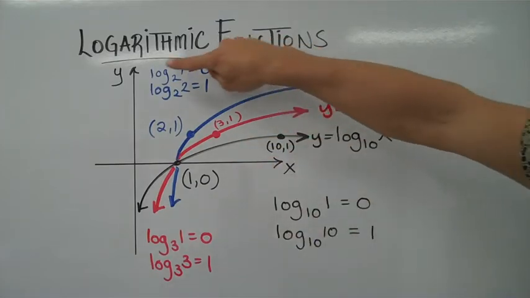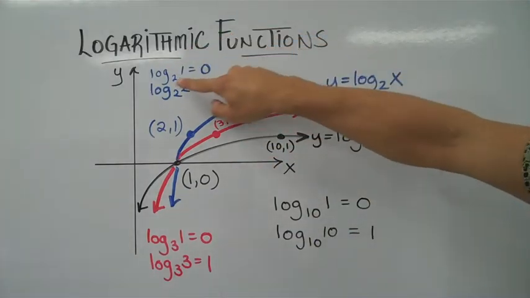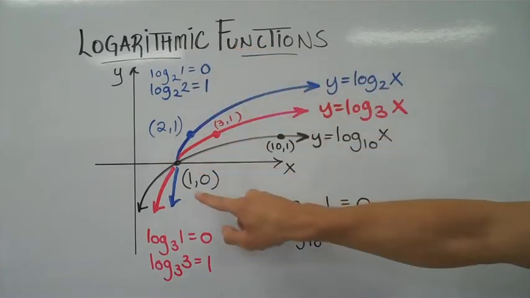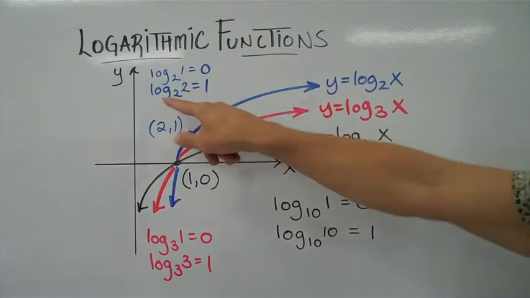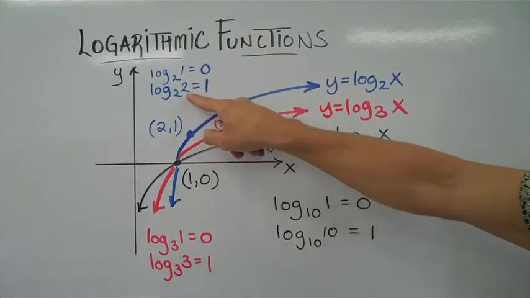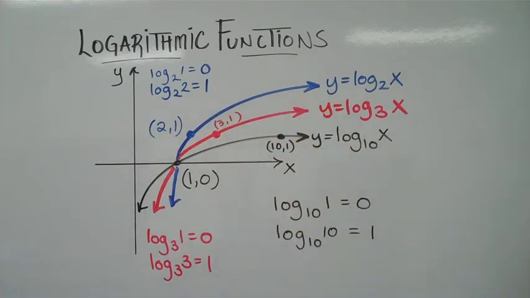Very similarly, log base 2 of 1 is 0 because 2 to the 0 equals 1. So I'm going to have a point where x is 1 and y is 0. There it is. And log base 2 of 2 is 1 because 2 to the 1 equals 2. So I'm going to go through the point (2, 1) right there.